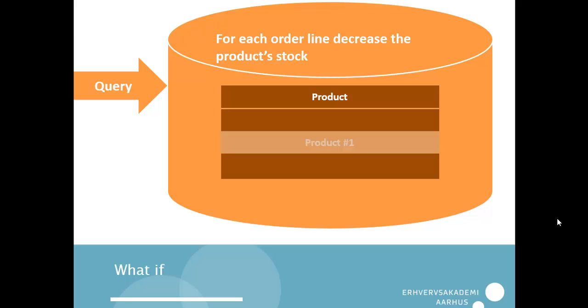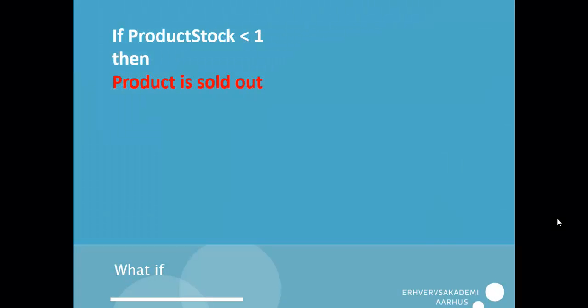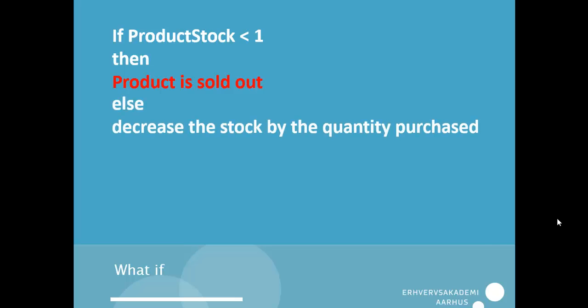So in our product we find product number 1, and then we decrease the product stock by 1. But what if the product stock is less than 1? Then we have to convey a message to the customer that the product is sold out. Or if we have more than 0, if we don't have an empty stock, then we want to decrease the stock by the quantity that the customer has purchased.